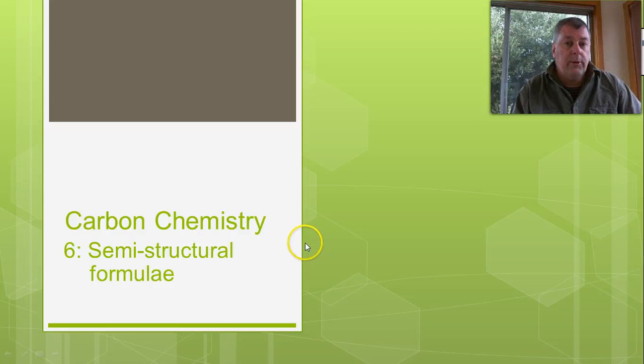Hello. Now we're going to do semi-structural formula. So we've just learned how to name carbon chemistry or organic molecules, the alkanes, alkenes and alkynes. And then we're just going to quickly show you what we mean by semi-structural formula.